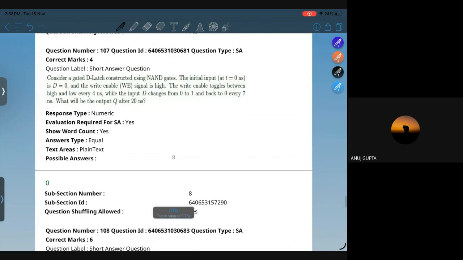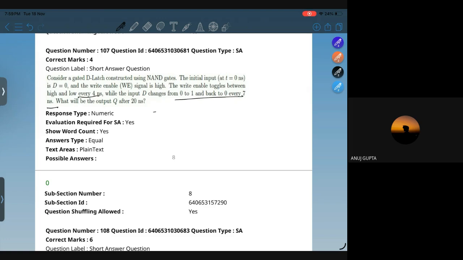So consider a D latch constructed using NAND gates. The initial input at T0 is 0. The write enable is high. The write enable toggles between high and low every 4 nanoseconds, while the input changes from 0 to 1 and back to 0 every 7 nanoseconds. What will be the output of Q after 20 nanoseconds?